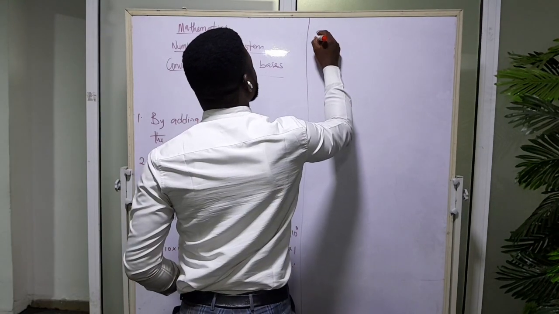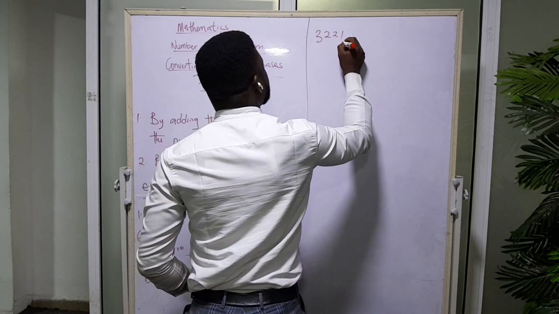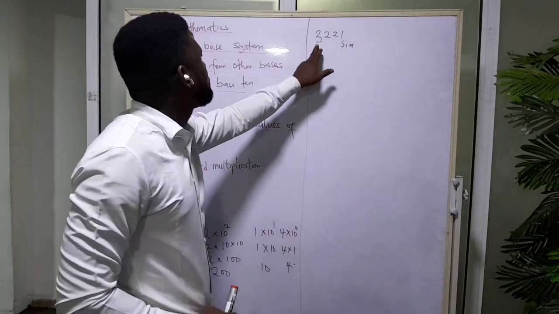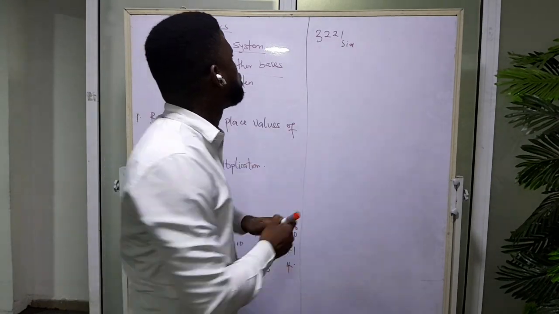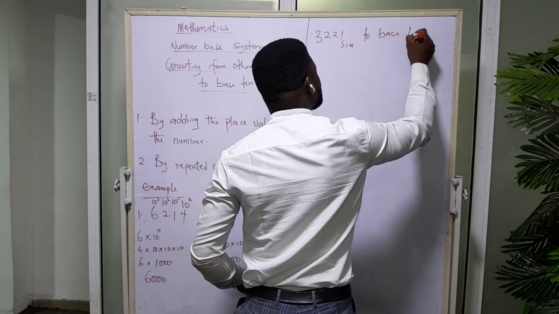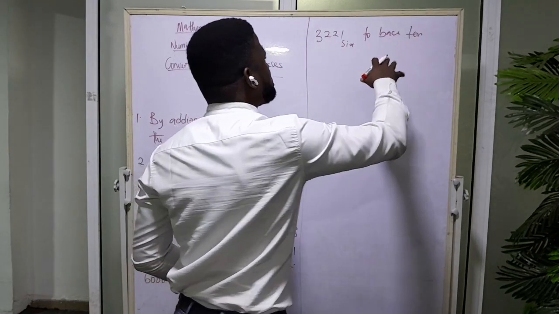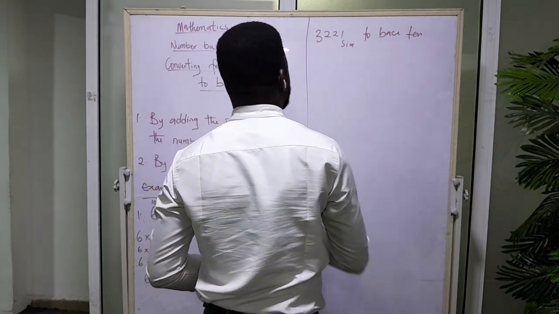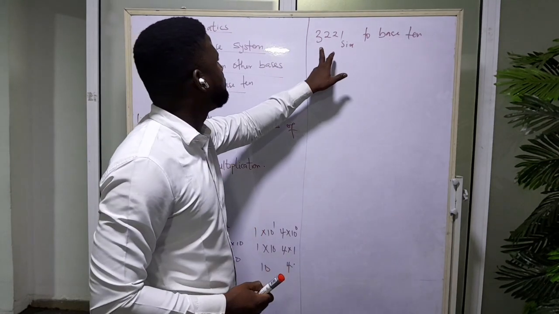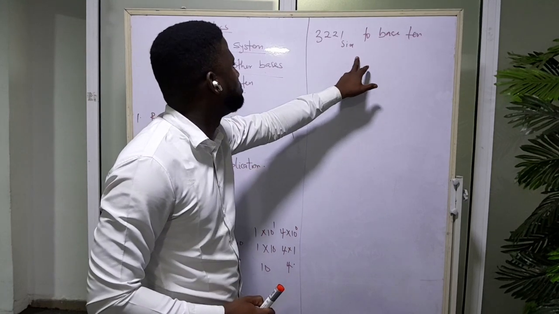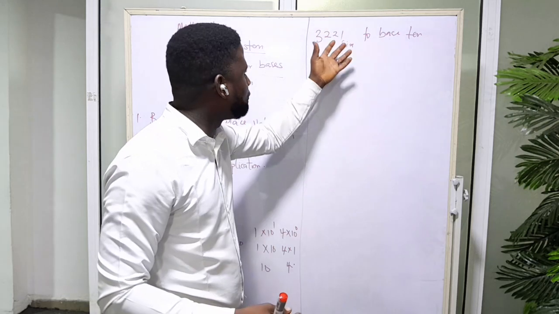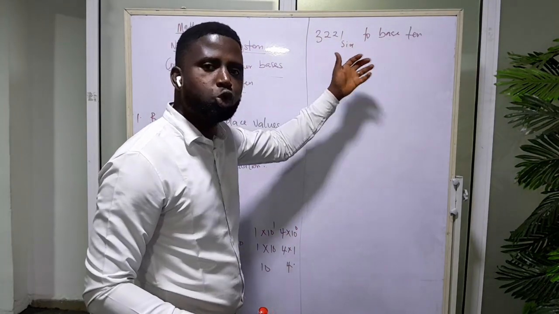Consider the number 3221 base 6, for example. We want to convert 3221 base 6 to base 10 using the first and the second method. Method 1 is to find the place values of this number, which is in base 6, add them together, and that would be the converted number from base 6 to base 10.